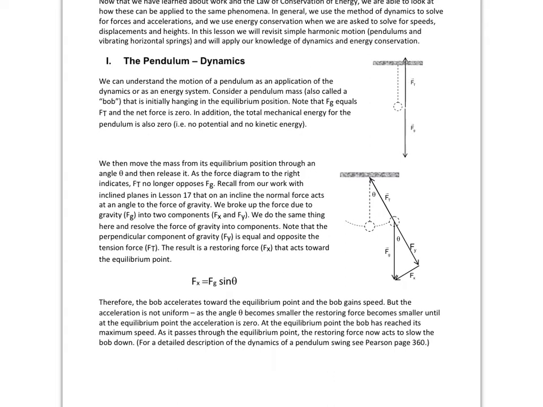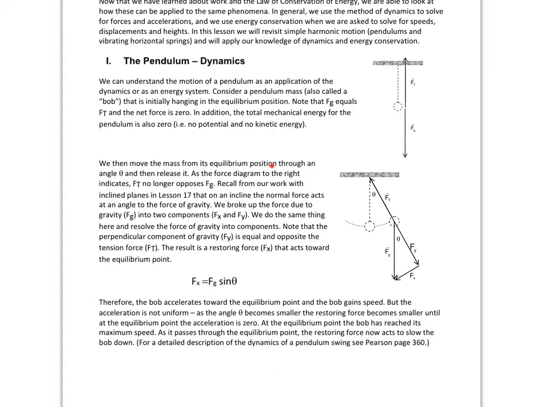an energy system. So consider a pendulum mass, also called a bob, that is initially hanging in the equilibrium position, so not moving. Note that Fg cancels the tension force here. There's no spring force. Remember, this is a pendulum. The net force is 0. Therefore, this is not accelerating. The total mechanical energy for the pendulum is also 0. It does not have any potential energy. It doesn't have a height, nor does it have any kinetic energy.